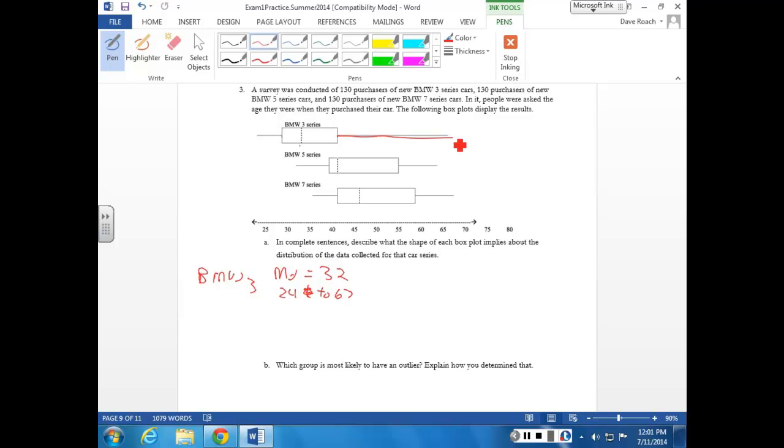But I'm going to say pretty strong skew to the right. You can also say positive skew. Skew to the positive end of the distribution.